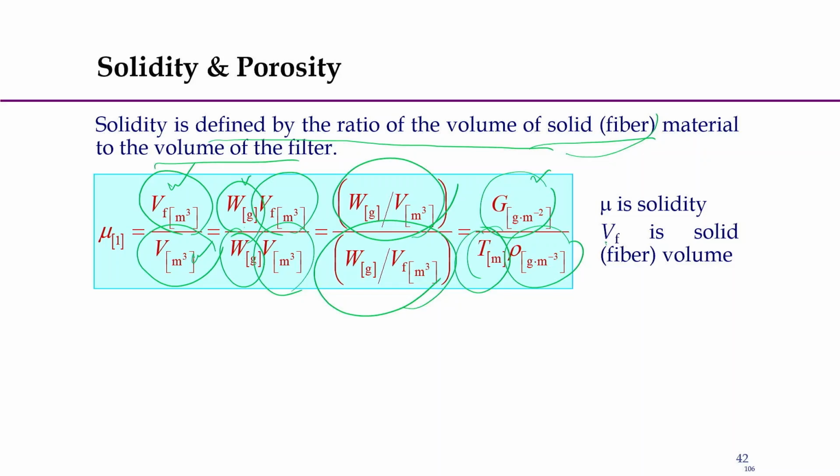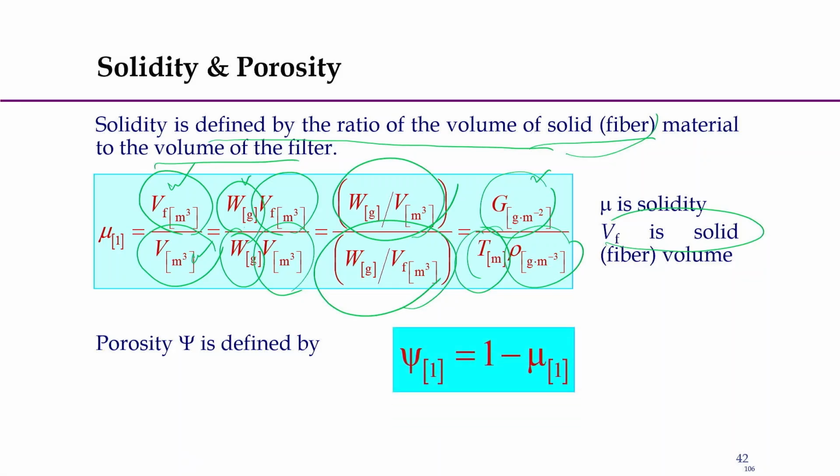So, by rearranging the equation we can calculate the solidity, where mu is the solidity, Vf is the solid fiber volume, and porosity is basically 1 minus mu. Solidity and porosity we have calculated.